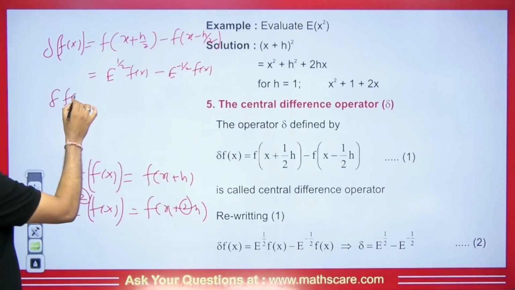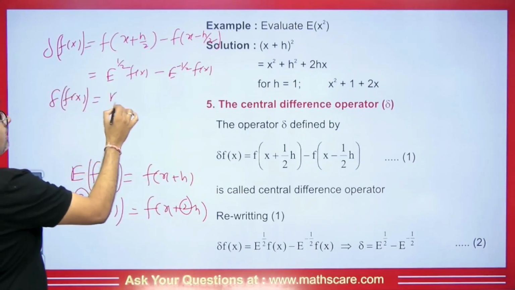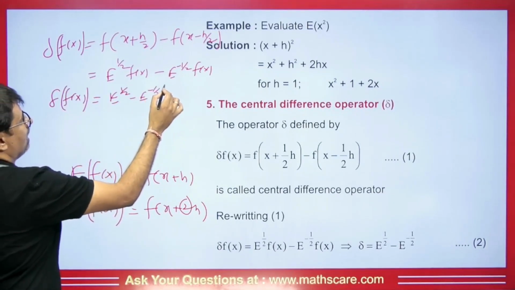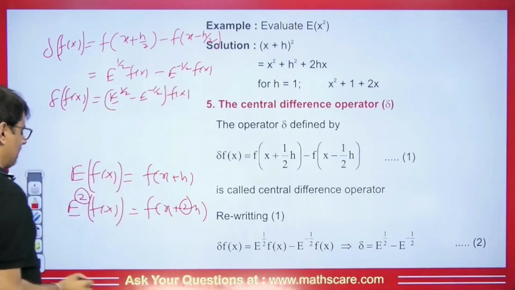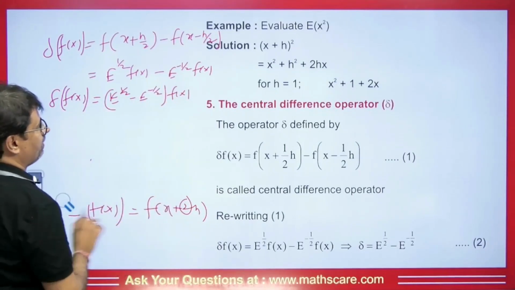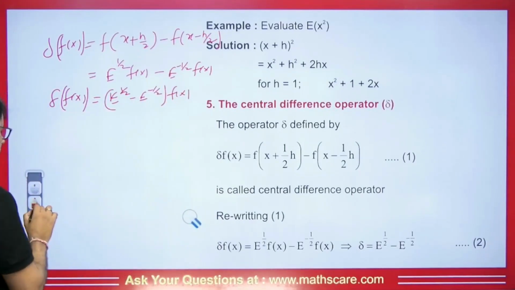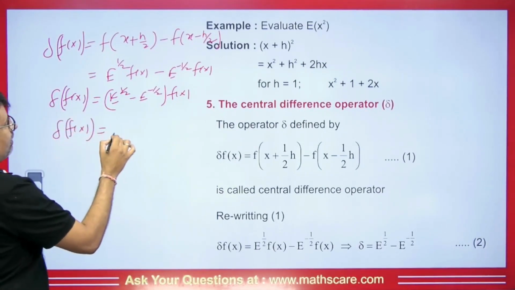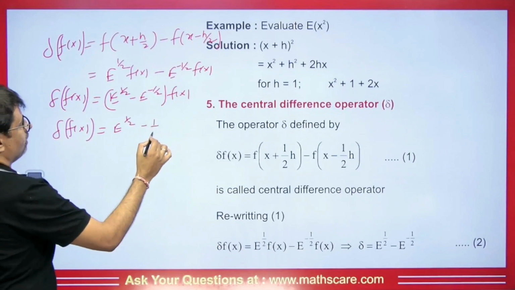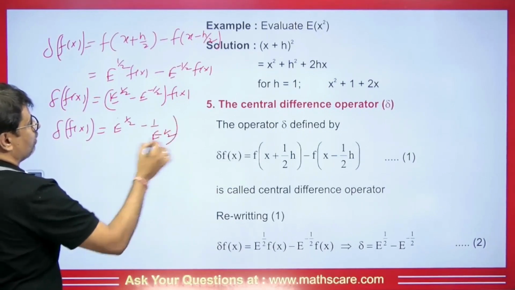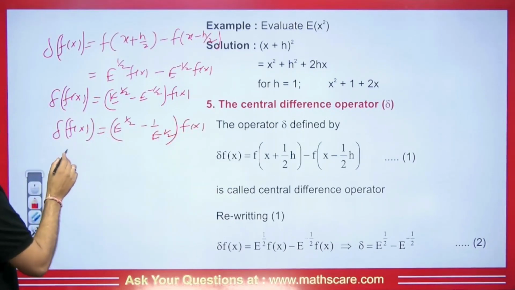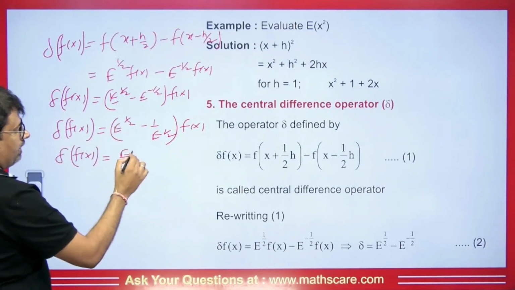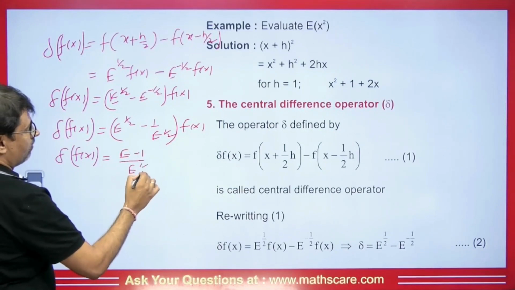Students, the value of delta f(x), if I take f(x) out from here, then E to the power 1/2 minus E to the power minus 1/2, f(x), clear? Do you understand? This needs proper attention, okay, students? Here if I write E to the power minus 1/2 as 1 upon E to the power 1/2, so what will come here? Delta f(x) is equal to E to the power 1/2 minus 1 upon E to the power 1/2, into f(x). If I take LCM of this, then delta f(x) is equal to E minus 1 upon E to the power 1/2, into f(x) will come.